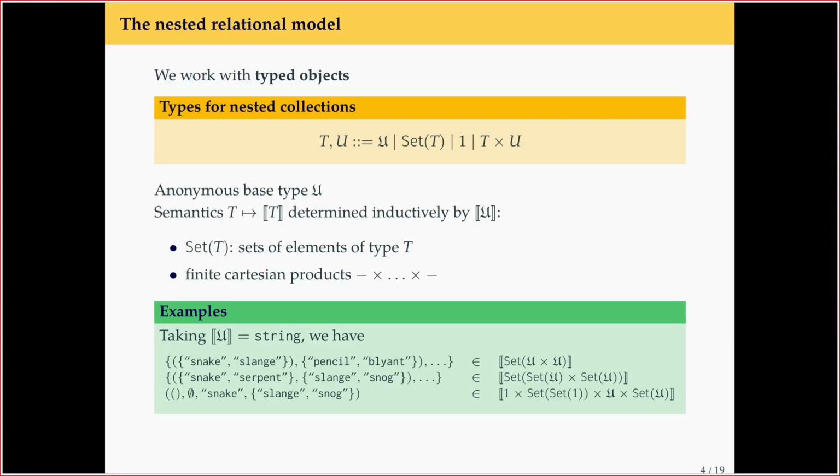Throughout the talk, we will work with the following type system containing an anonymous space type U of elements and type formers for sets and products. Once a semantic interpretation for U is fixed, each type has an obvious set theoretic semantics, as in the displayed examples. This model generalizes the relational model used in database theory by allowing arbitrary nesting of the set type former.